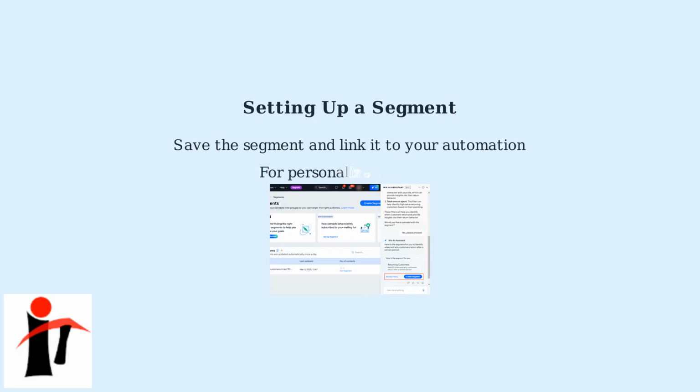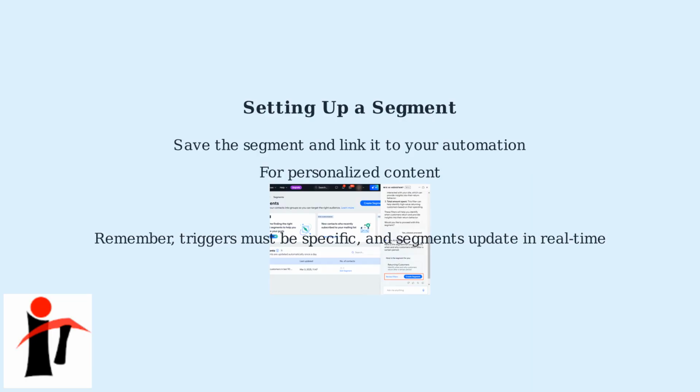Save the segment and link it to your automation for personalized content. Remember, triggers must be specific to avoid issues, and segments update in real time for accuracy.